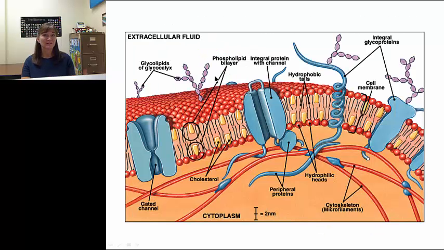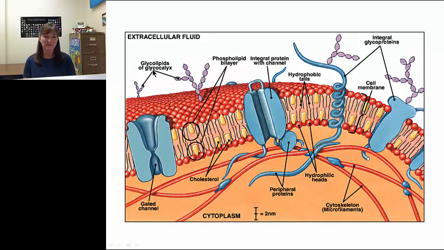Here's another picture showing you kind of the same thing but from a different angle. So once again, there's a lot more detail on here than I want you to know. I'm going to save that for your biology teacher. So to simplify, what I expect you to know is I want you to know the cell membrane is composed of two layers of glycerophospholipids.